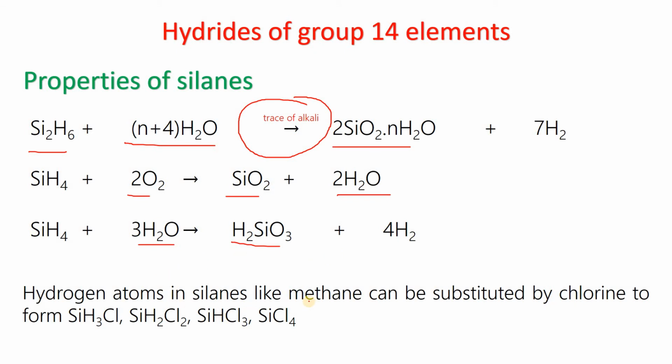Hydrogen atoms in silane, like methane, can be substituted by chlorine to form SiH3Cl, SiH2Cl2, SiHCl3 and SiCl4, similar in pattern to methane. For example, if you have CH4 reacting with chlorine in the presence of sunlight, there is free radical substitution and you will get CH3Cl, CH2Cl2, CHCl3, that is chloroform, and CCl4. In a similar pattern, the hydrogen atoms in silane can also be replaced by chlorine.